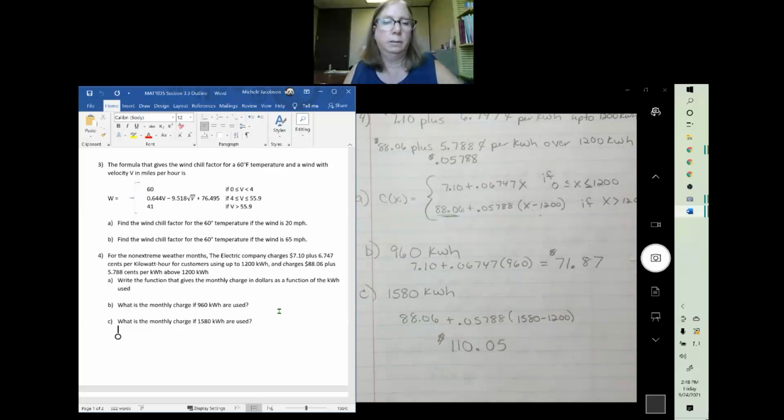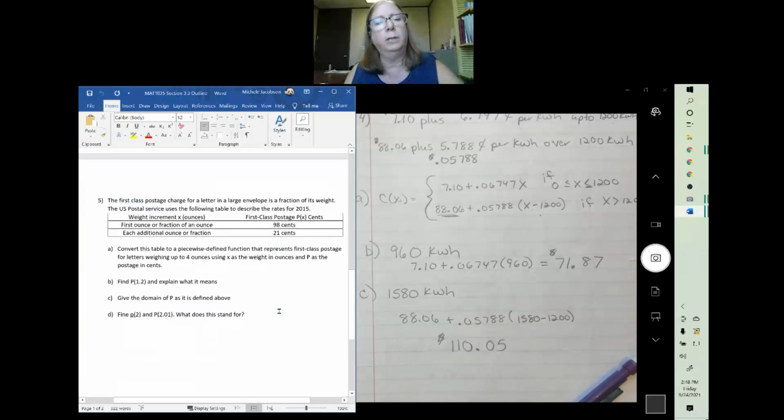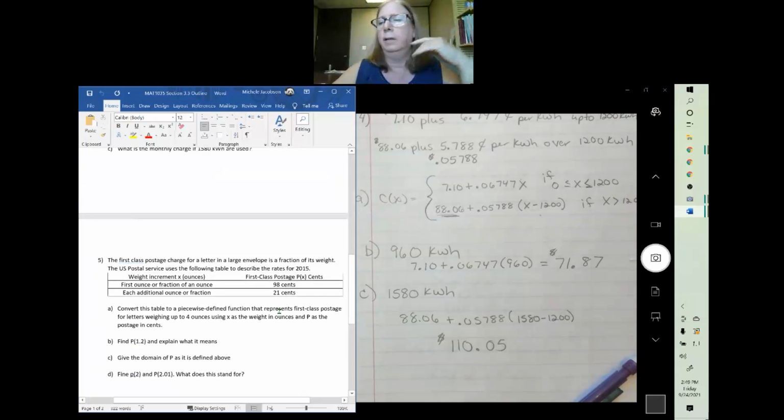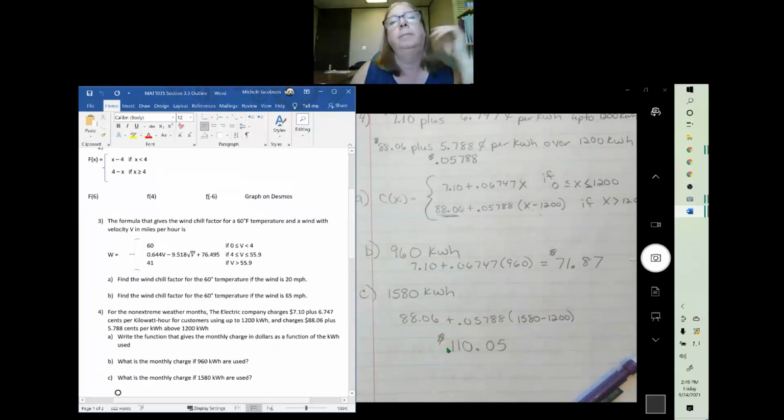Positive. Okay, the next one has a lot of parts to it. Well, not a lot, it has two, but I don't want to try and rush it in. So we will stop there. Does anyone have any questions?